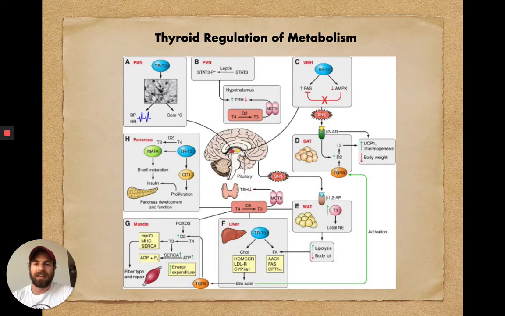That's why people who do competitions or chronic dieting, who get to very low body fat, suddenly have these hypothyroid symptoms. That's because of the lack of leptin that's available. All right.